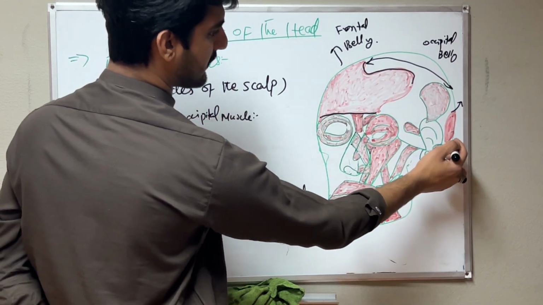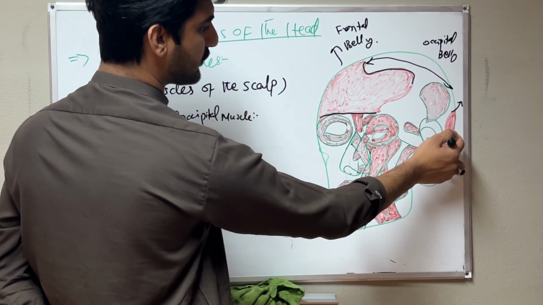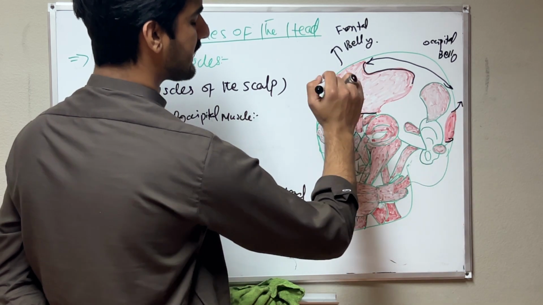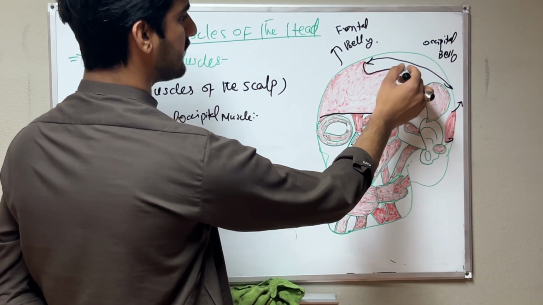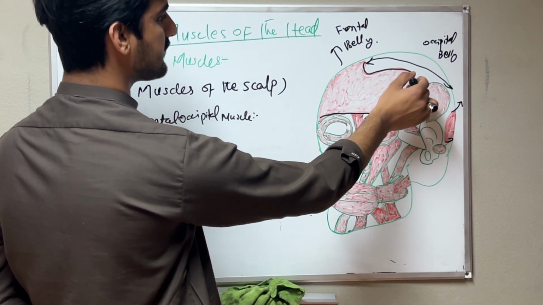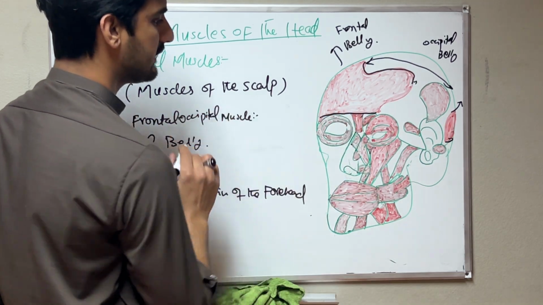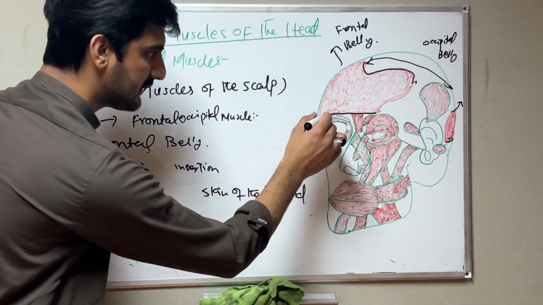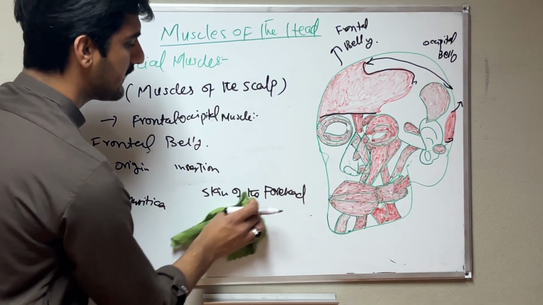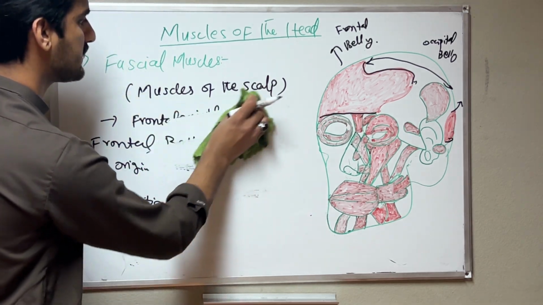The occipital belly originates from here, the highest point, the supreme nuchal line, and inserts into the galea aponeurotica. Then we have the second belly, the frontal belly, which originates from the galea aponeurotica and inserts here into the skin of the forehead. Okay, now we are finished with the muscles of the scalp.